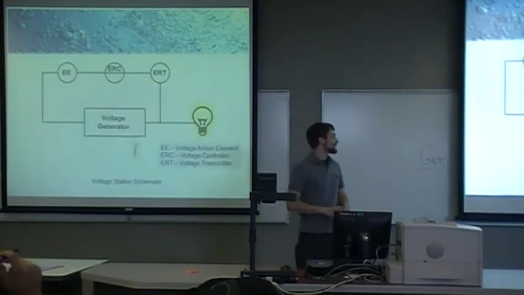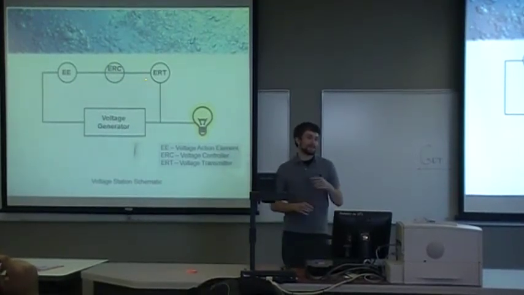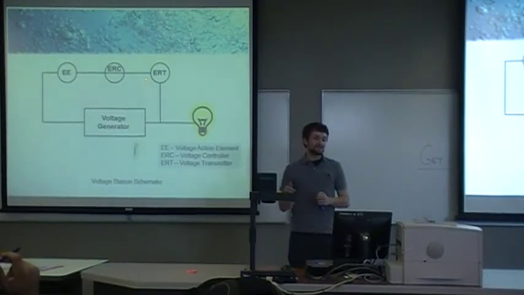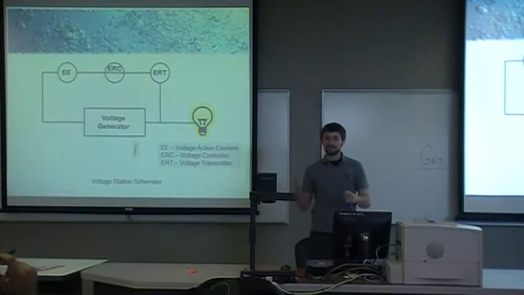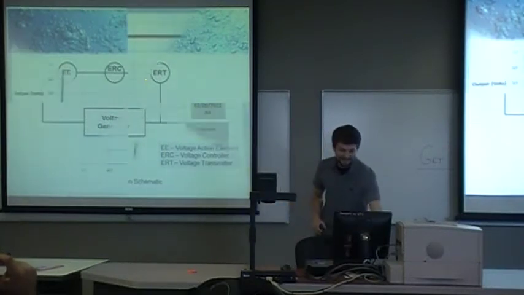Here is the schematic of our system. We have the voltage transmitter, which monitors the voltage that goes to the light bulbs. I'm sure you all have seen downstairs. And then that goes to the voltage controller, which tells it whether or not to raise the voltage or lower the voltage, and the action element is the one that does all that.